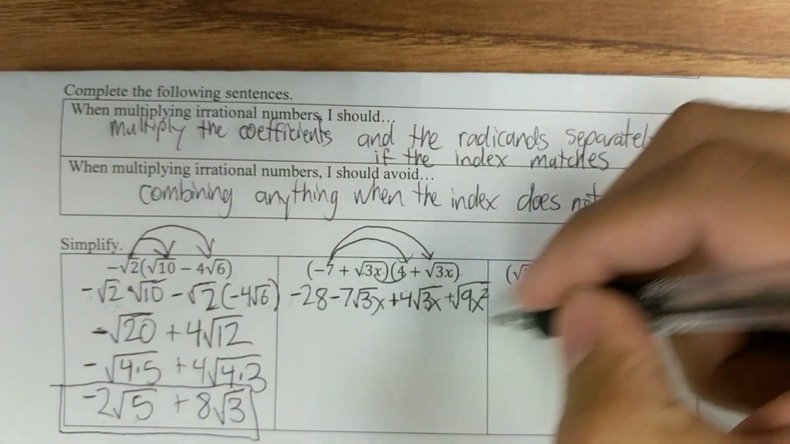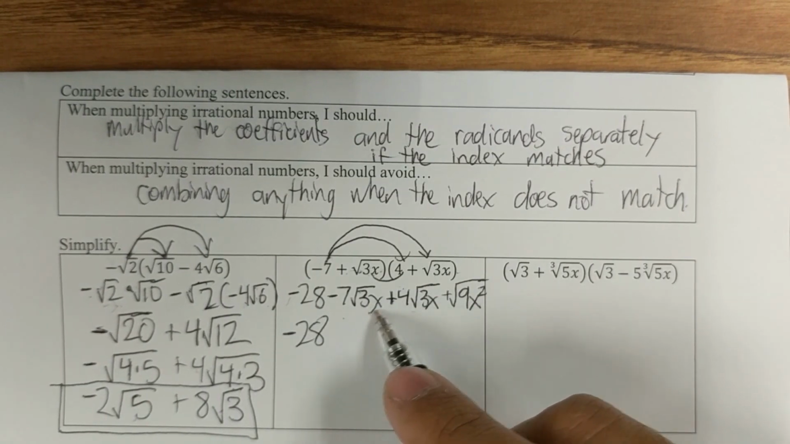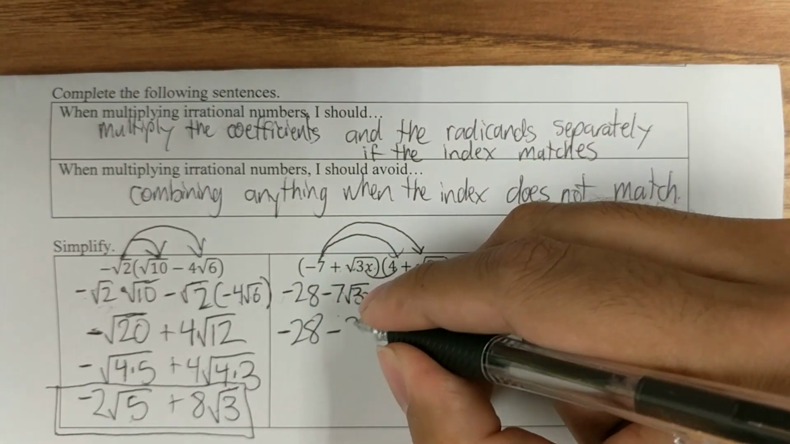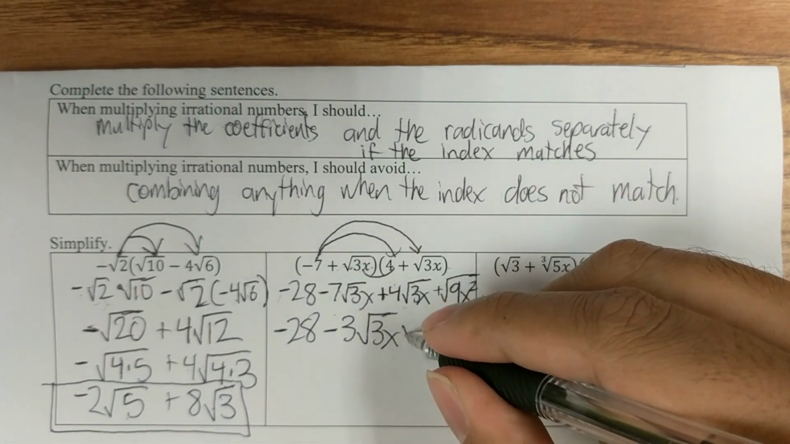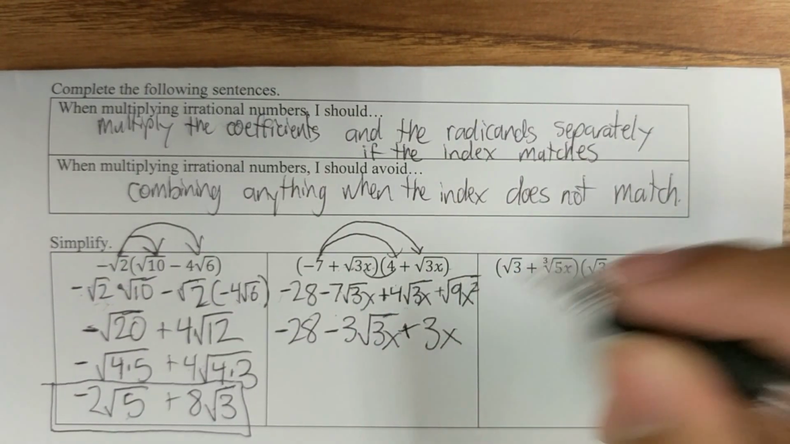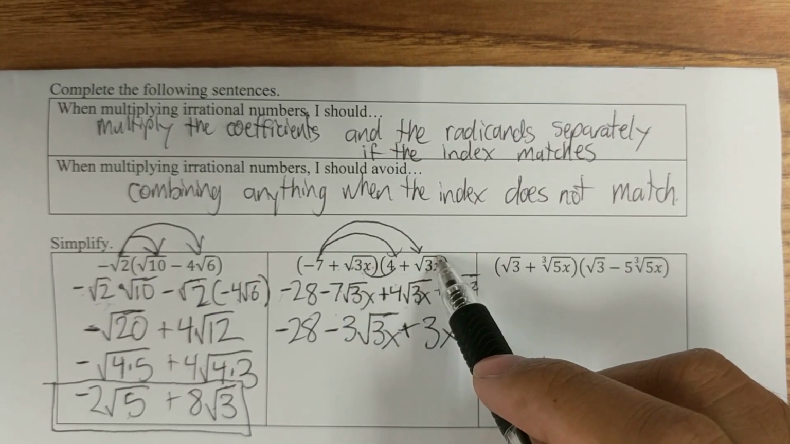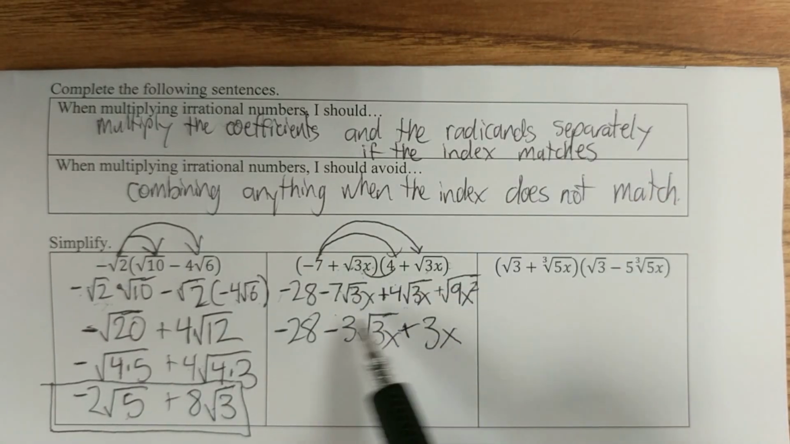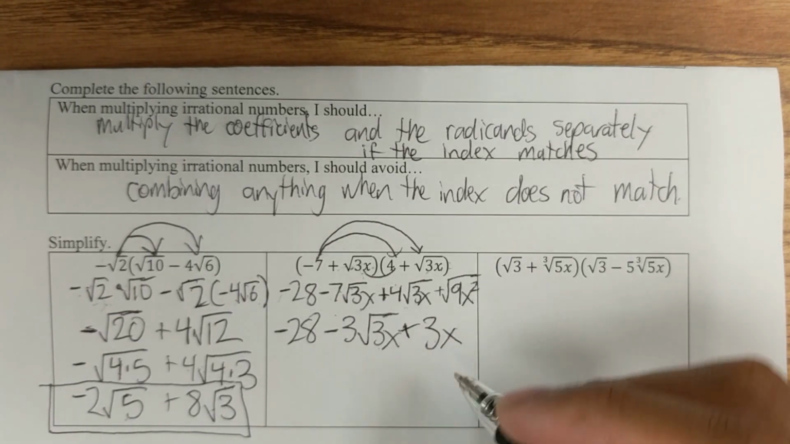Okay, so the negative 28 has nothing to combine with. These two middle terms do match. They both have a radicand of 3x and an index of 2. So negative 7 plus 4, you've got negative 3 of those things. And over here, well, square root of 9 is 3, square root of x squared is x. So really we should have known from right up here that when you multiply a square root by itself, it cancels out and just gives you what's inside. Okay, so none of these can be combined. This is just a constant, this has a variable, and this has a radical.